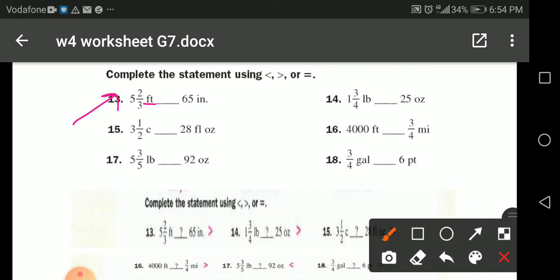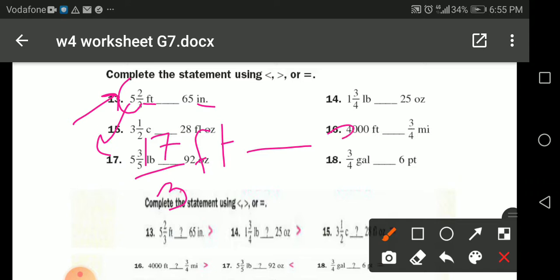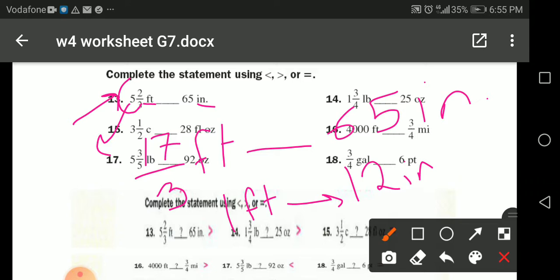First of all, we have feet and inches. We have to make the units alike. But remember, we have a mixed number here, so we are also going to convert the mixed number into an improper fraction. 5 times 3 is 15, 15 plus 2 is 17, so 17 over 3 feet. And we have here 65 inches. Remember together, how many inches in 1 foot? I have in 1 foot 12 inches. In 1 foot how many, guys? 12 inches. We have to study this very well.